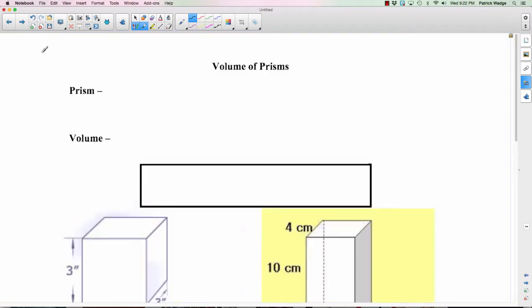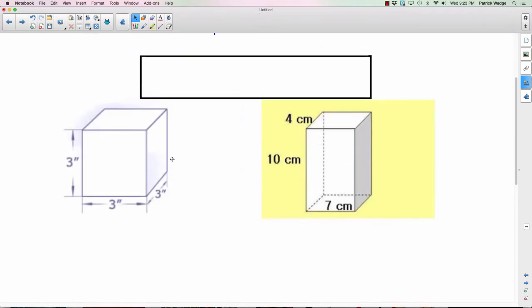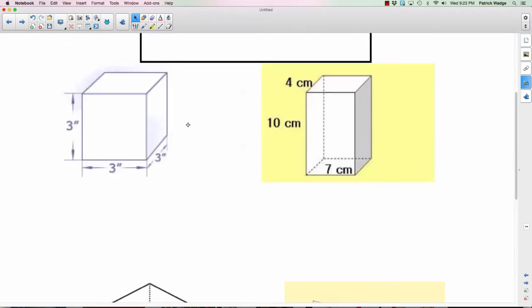What we're talking about with volume is the amount of space in a three-dimensional solid. So, for example, think of any shape that has three dimensions. You can see a whole bunch of three-dimensional shapes down here. So, for example, consider this one right here.